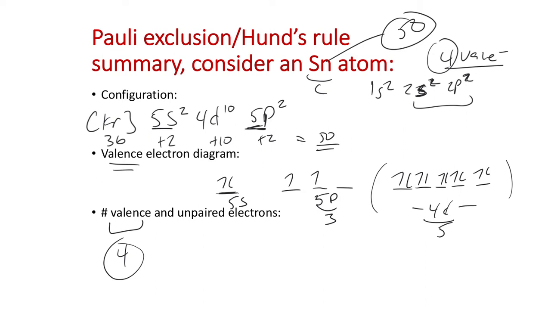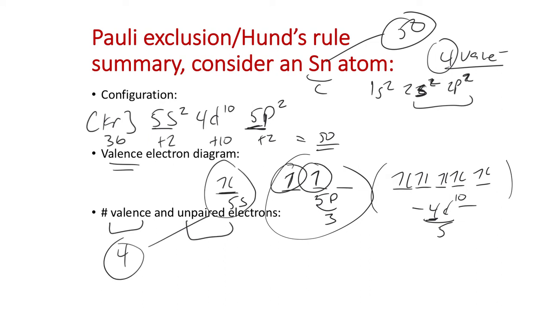And so then our outermost, or our highest n value, is our highest shell. So that's these 4 electrons. So that's our valence electrons. The 4d is a lower n value and it's filled. So we don't count the 4d10. So these 10 don't count towards the valence. They're still there, but they just don't count towards the valence. And then our unpaired count, or how many electrons don't have their spins paired up, that's these 2 electrons here. So we have 2 unpaired electrons.